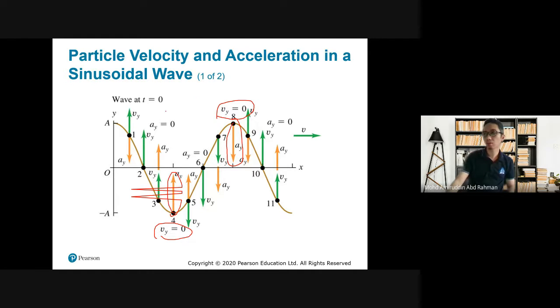So that's the top and the bottom of the amplitude. What about if the displacement is 0, at this location, here and also here? The accelerations are 0, but we have the maximum speed over there.